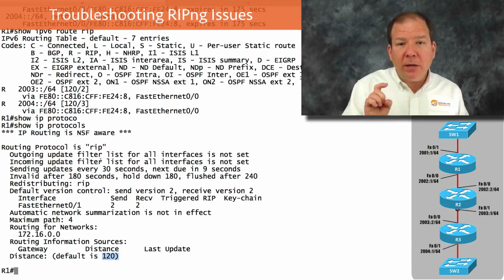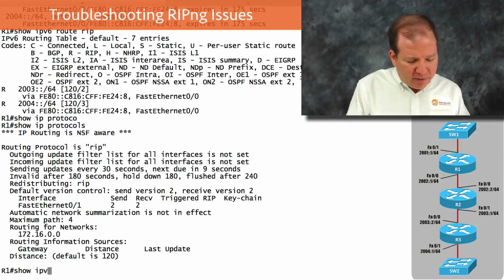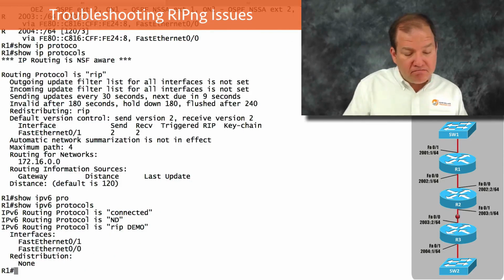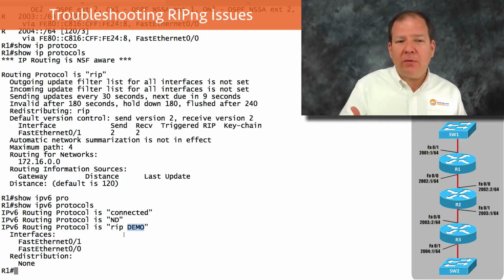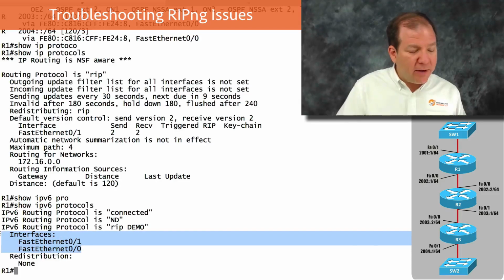We don't get nearly as much information if we do show IPv6 protocols. It tells us a couple of things. I can see the name of my RIP process. I named it demo, but we don't get all the information that we got with show IP protocols. With show IPv6 protocols, really the main takeaway information that I'm normally going to get from this is just a list of interfaces participating in this routing process. Well, that's a look at a few show commands that can help us gather some information when we're doing troubleshooting of RIP-NG.